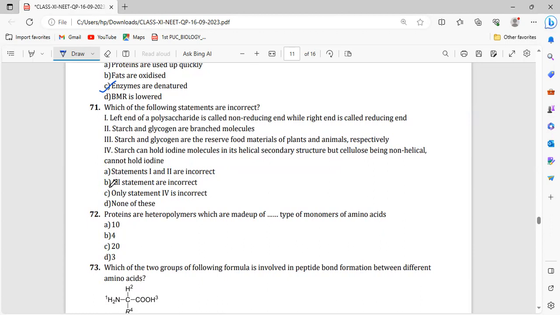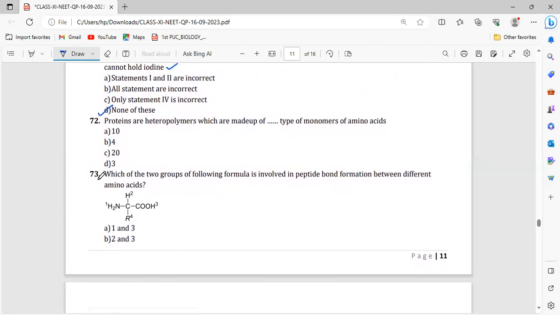71. Which of the following statements are incorrect? The left end of a polysaccharide is non-reducing, while the right end is the reducing end, which is correct. Starch and glycogen are branched molecules, also correct. Starch and glycogen are the reserve food materials in plants and animals: starch in plants and glycogen in animals, which is correct. Starch can hold iodine molecules in its helical secondary structure, but cellulose being non-helical cannot hold iodine, which is also correct. So none of the statements are wrong. All statements are correct.